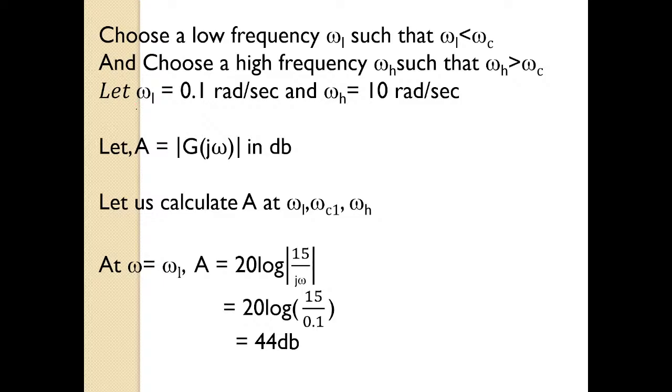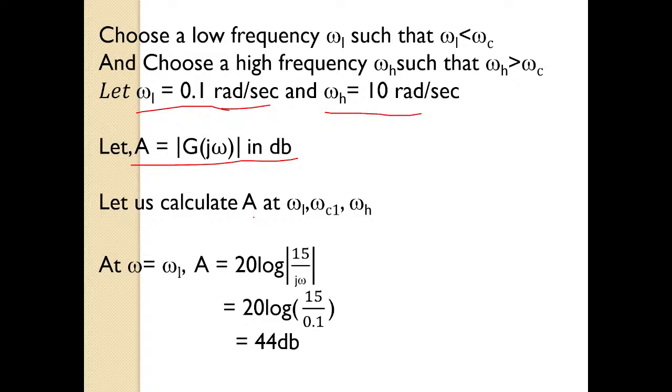So assume omega L value less than 1. So omega L value I have assumed here 0.1 radian per second, and omega H value I have assumed 10 radian per second. Omega L is 0.1 radian per second, omega H is 10 radian per second. So what is the formula for magnitude A, which is magnitude of G of j omega in decibels?